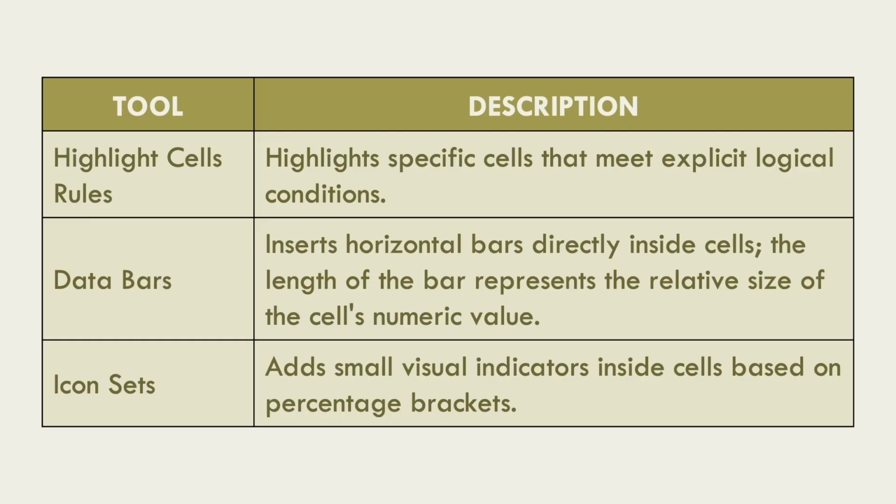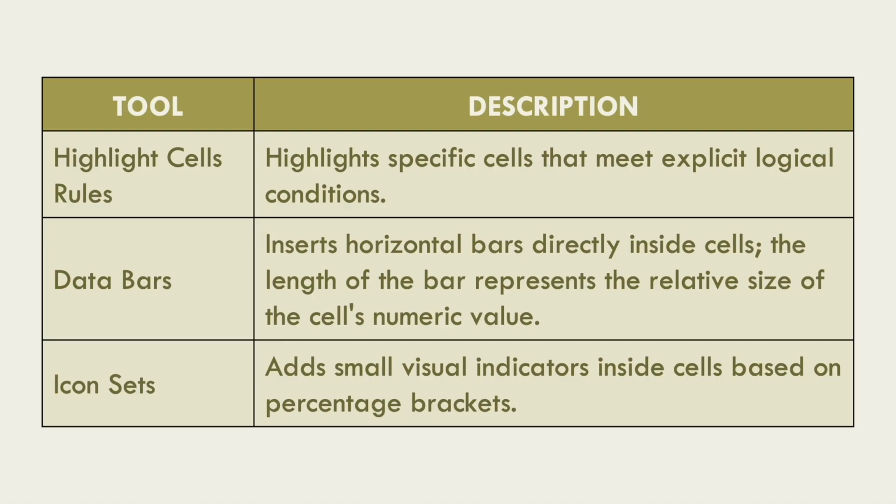First is highlight cells rules. This type of conditional formatting highlights specific cells that meet explicit logical conditions. For example, we can tell Excel to highlight all numbers greater than 100, values below 50, or cells containing a specific word or text. This is particularly useful when we want to quickly identify values that meet a certain condition in our dataset.